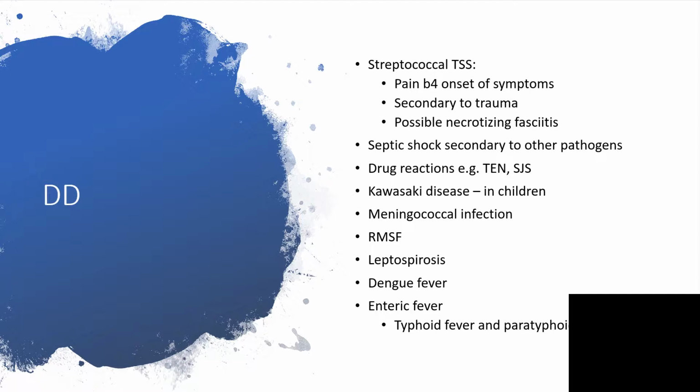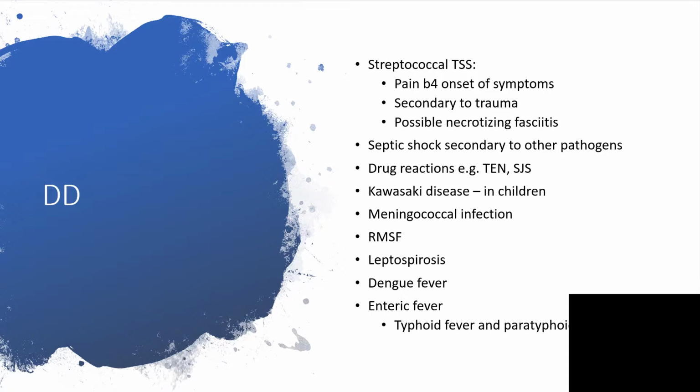The possible differential diagnosis could be Streptococcal TSS. Remember, my first presentation has given clearer cut definitions of methicillin-resistant Staphylococcus aureus or methicillin-sensitive Staphylococcus aureus. Now, another differential is Streptococcal TSS, and if that is the case, there will be pain before the onset of symptoms, and that's likely going to be secondary to the trauma or possible necrotizing fasciitis.